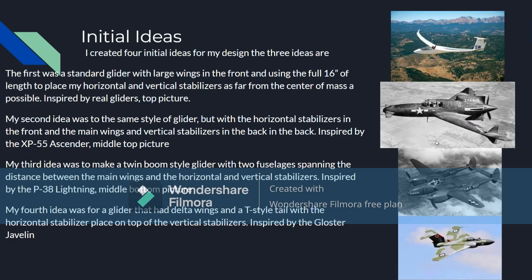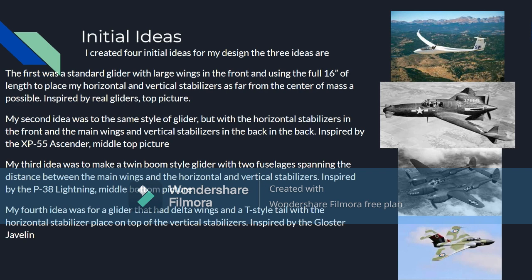Initial ideas. I created 4 initial ideas for my design. The first was a standard glider with large wings in the front, using the full 16 inches of length to place my horizontal and vertical stabilizers as far from the center of mass as possible, inspired by real gliders in the top picture on the right. My second idea was to do the same style of glider, but with the horizontal stabilizers in the front and the main wings and vertical stabilizers in the back, inspired by the XP-55 Ascender, the middle top picture.